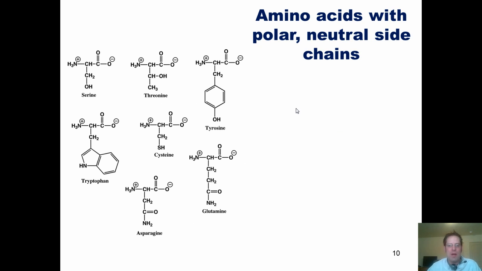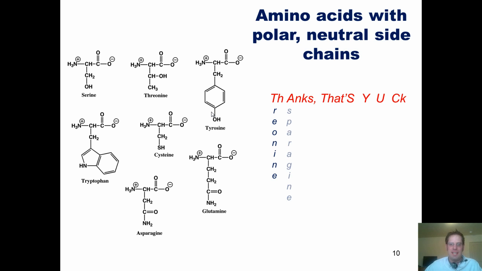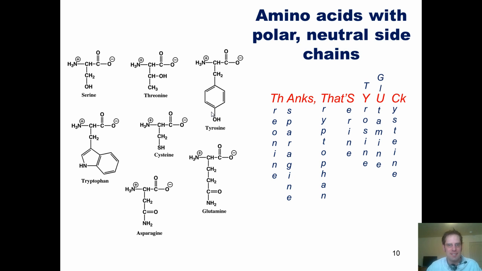For remembering the amino acids with polar neutral side chains, those ones that are shown here, you might consider remembering the acronym phrase, thanks, that's yuck. Threonine, asparagine, tryptophan, serine, tyrosine, glutamine, and cysteine.